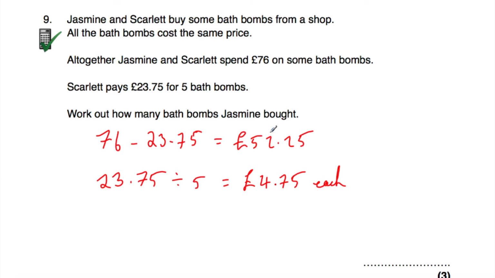So we now know how much money Jasmine spent on the bath bombs, £52.25, and we've got the price of each bath bomb, which is £4.75. So if we take the £52.25 and divide that by £4.75, that'll tell us how many bath bombs Jasmine bought. So £52.25 divided by £4.75 is equal to 11. So that means she bought 11 bath bombs.